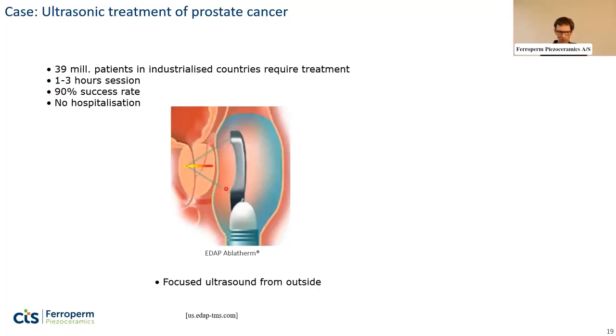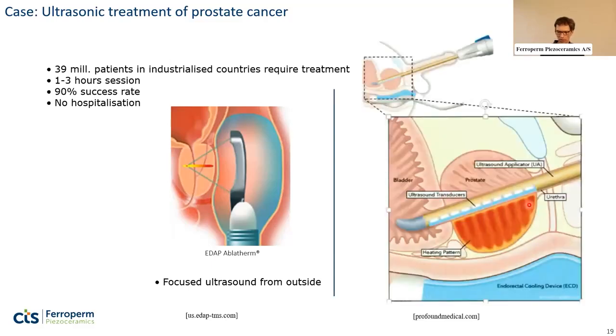You have a focused ultrasonic transducer here. It's really shaped as a lens so that you can focus the energy in a certain area of the prostate gland where you want to ablate the tissue. So in this case, it's focused ultrasound from the outside.